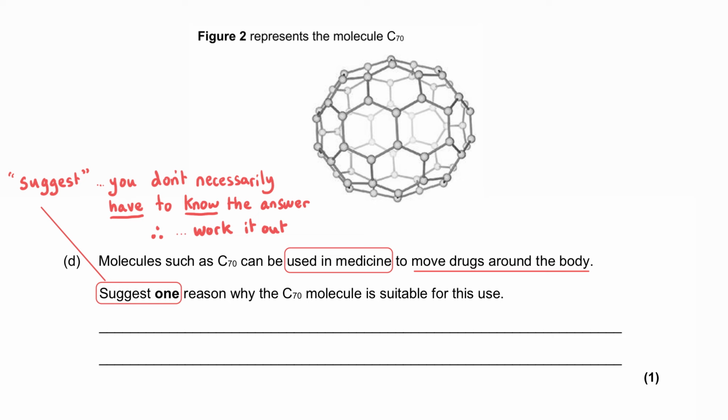Because if we list 2 and the second reason that we give is incorrect, that will invalidate the correct answer. So just 1 answer needed here. I will show you a few of the different options that you could give.